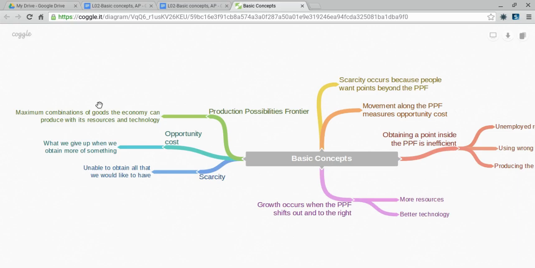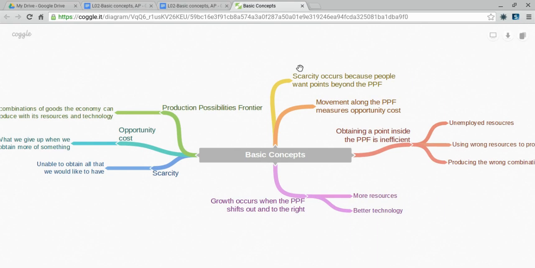The frontier shows the maximum combinations of goods the economy can produce with its resources and technology. This frontier illustrates scarcity. People would like to obtain a point beyond the frontier, but are unable to do so. The frontier limits our ability to obtain stuff, and we want to get more than the frontier allows. The frontier also illustrates opportunity cost.